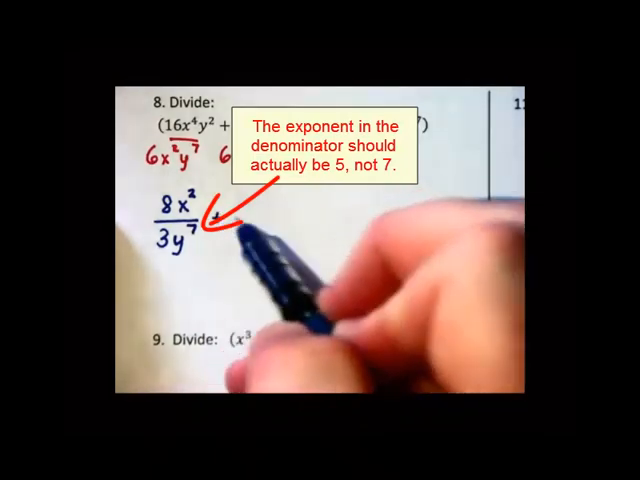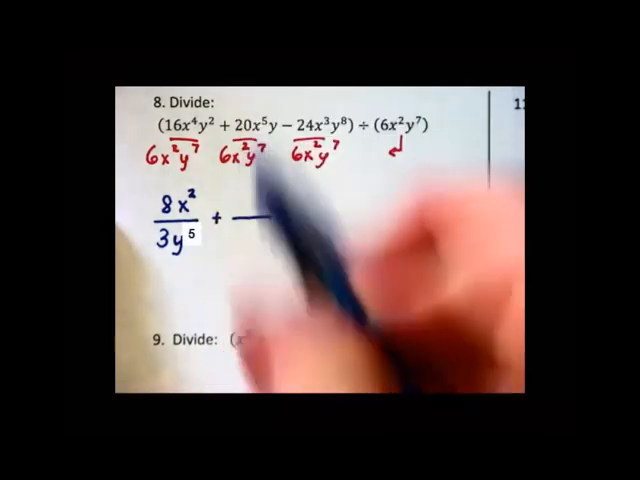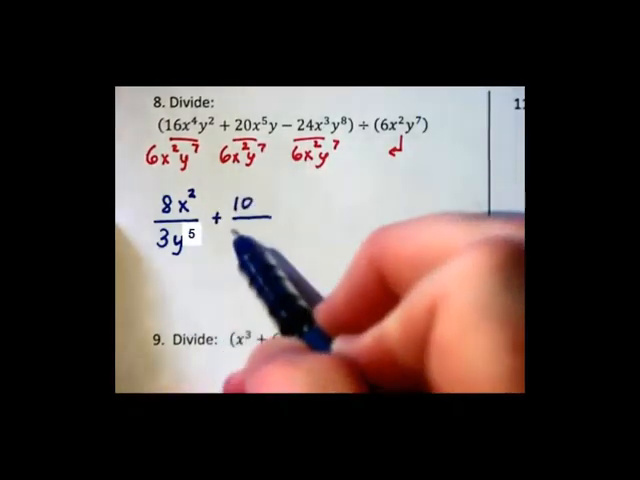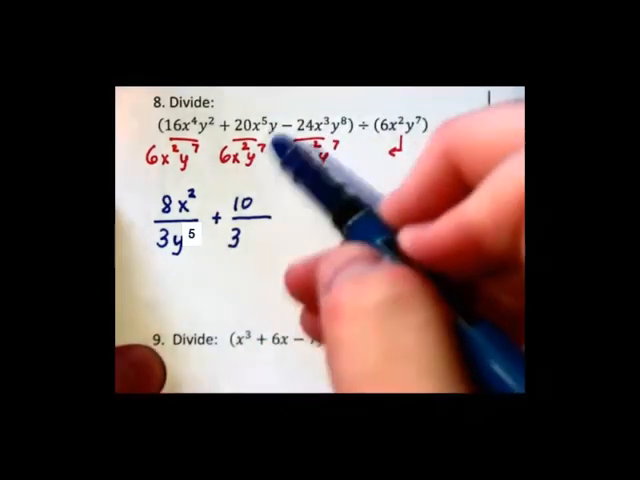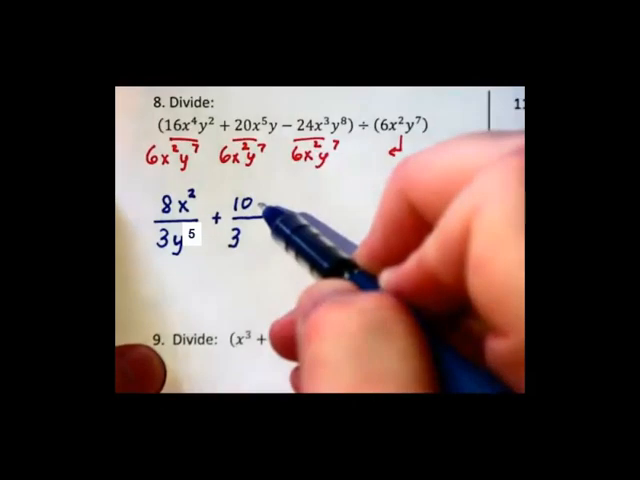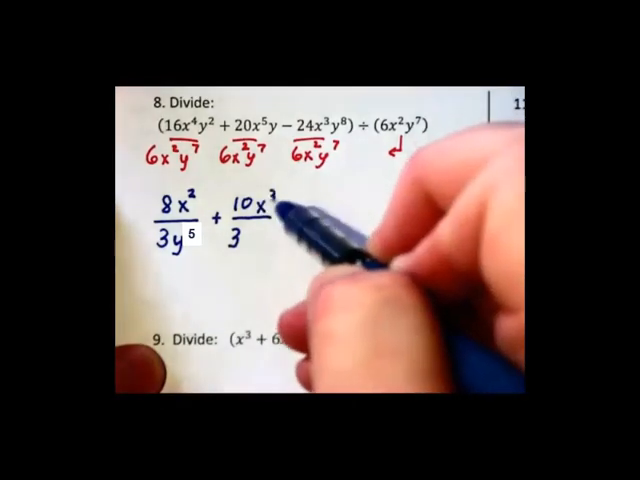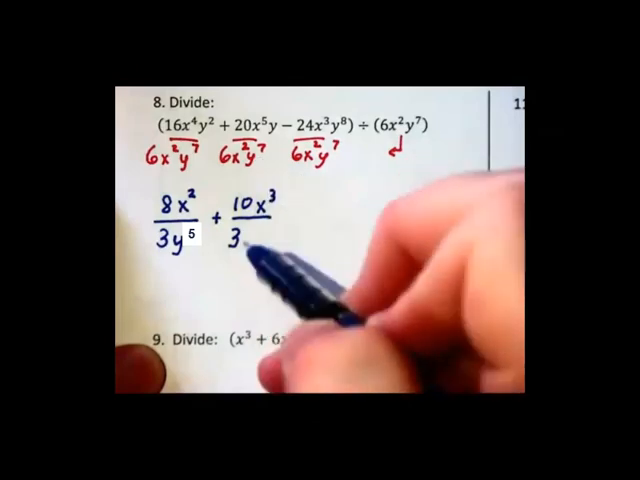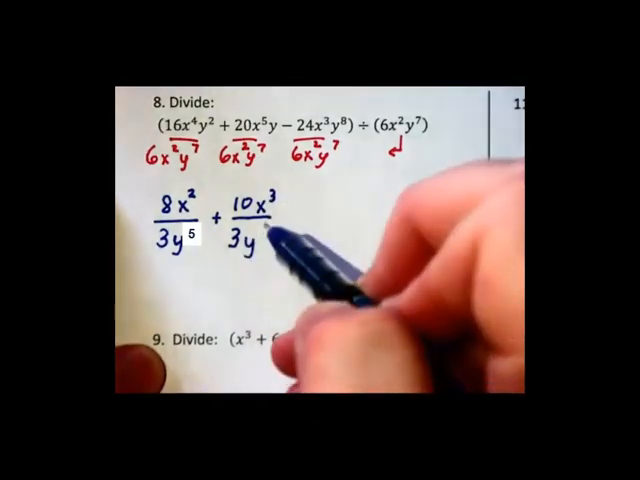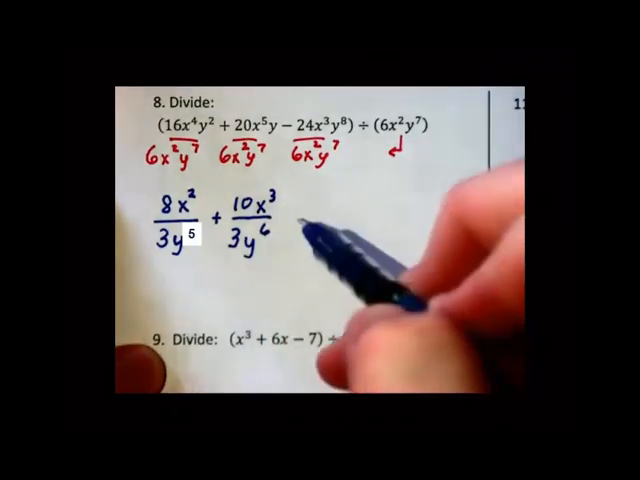Plus, next fraction, 20 over 6 reduces to 10 thirds. With the x's, x to the 5th over x squared, there's more up in the numerator, so we're going to have x to the 3rd up above. And with the y's, there are more down below with that y to the 7th, and so subtracting, we're going to get y to the 6th.